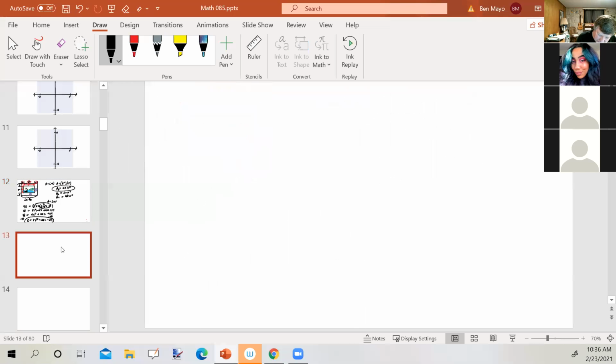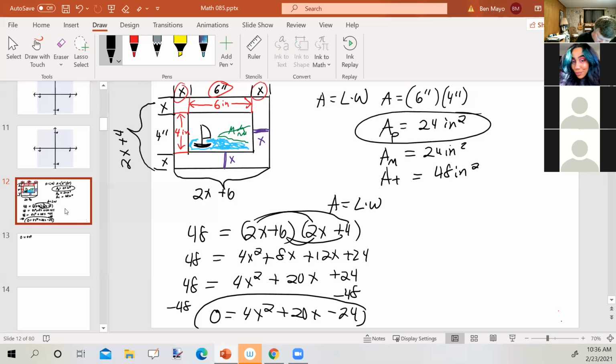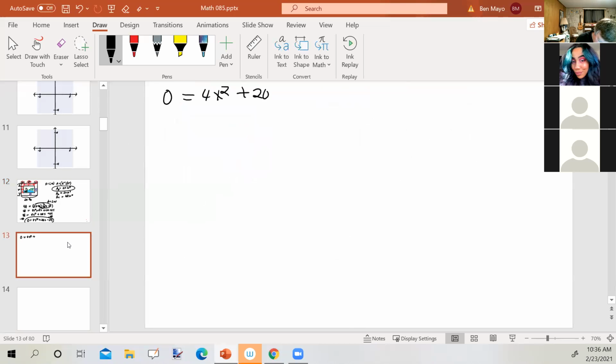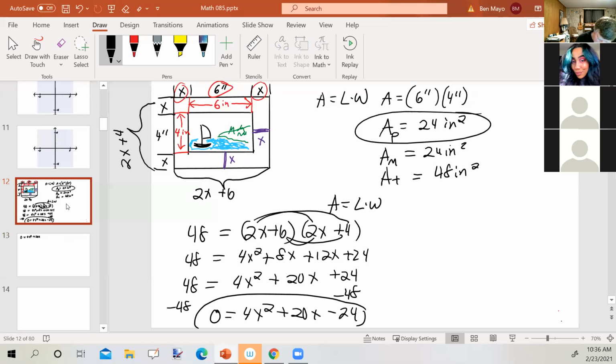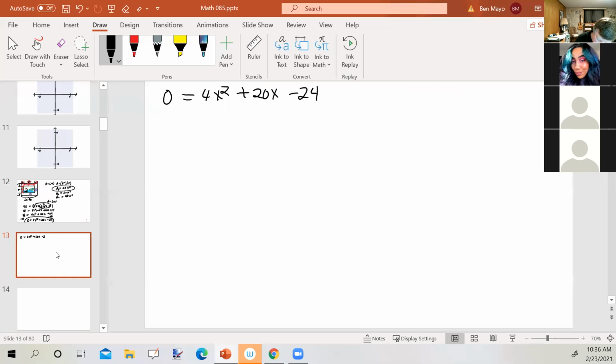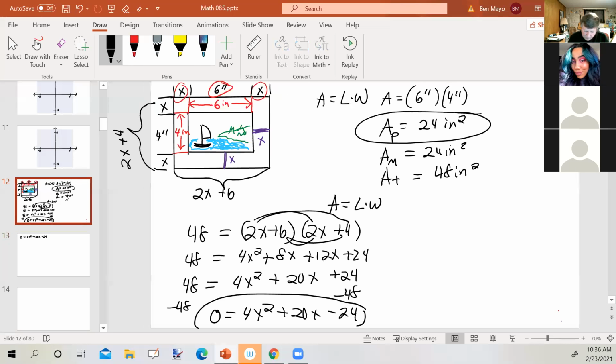So we've got 0 equals 4x squared plus 20x minus 24. Before I do that, though, I'm going to go back and double check things here. Let's see, that looks good. 24, subtract, I think we're okay.